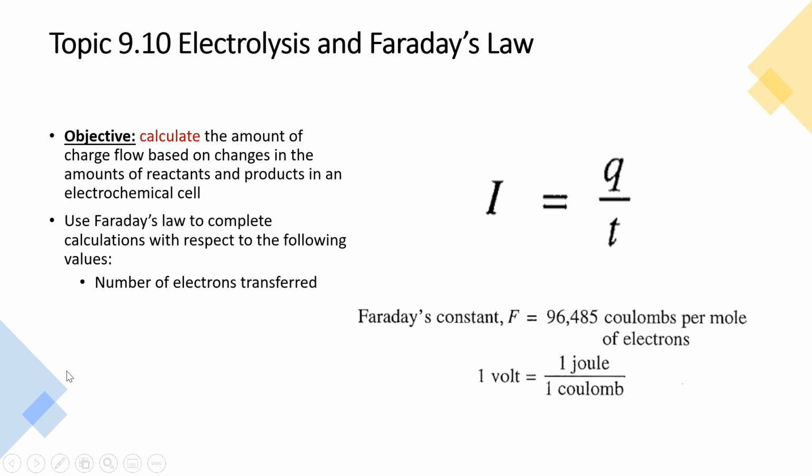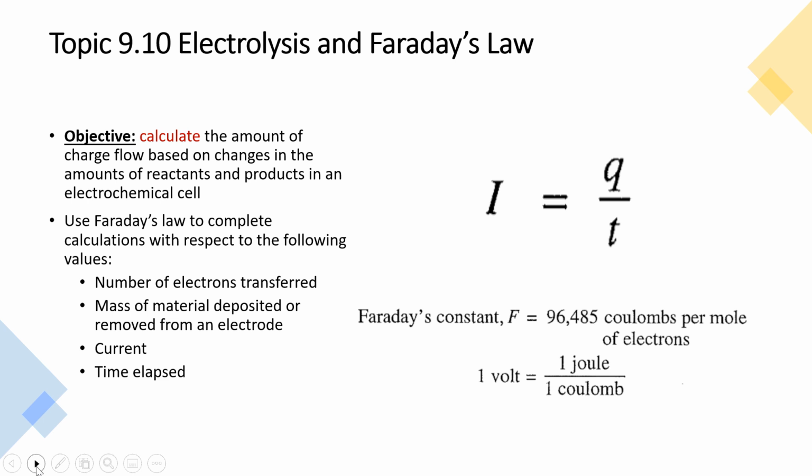One we want to consider is the number of electrons transferred, the mass of material deposited or removed from an electrode, the current, time elapsed, and the charge of the ionic species involved. And there's some important information given to us on our equation sheet, represented over here to the right. So we have this equation, I equals Q over T, which we'll talk about on the next slide.